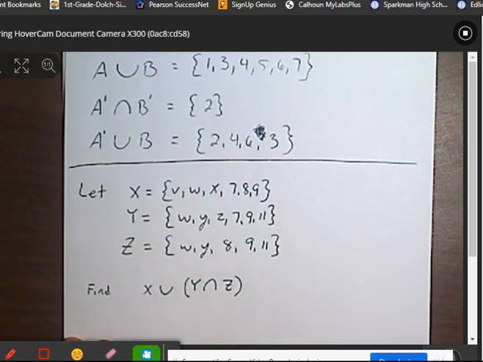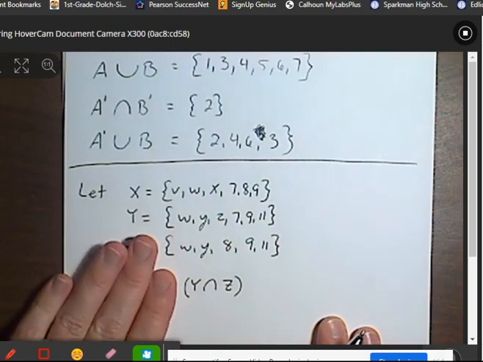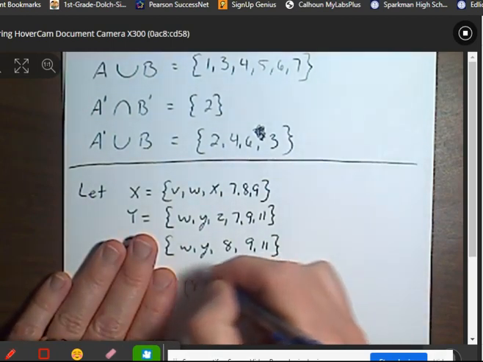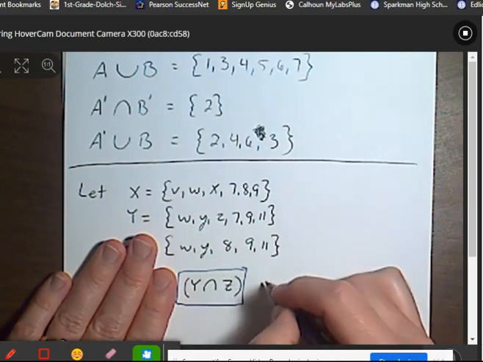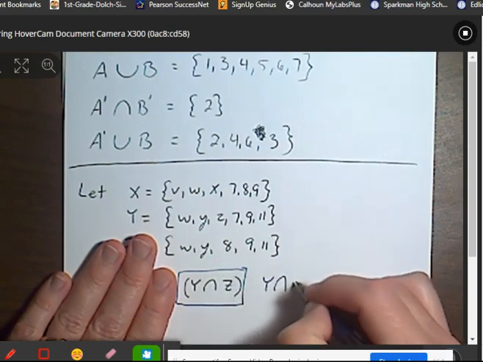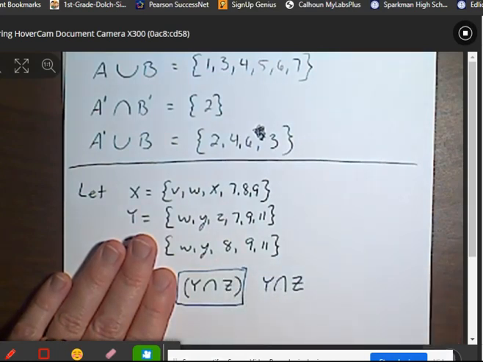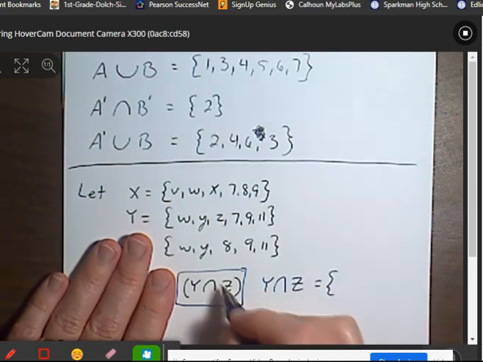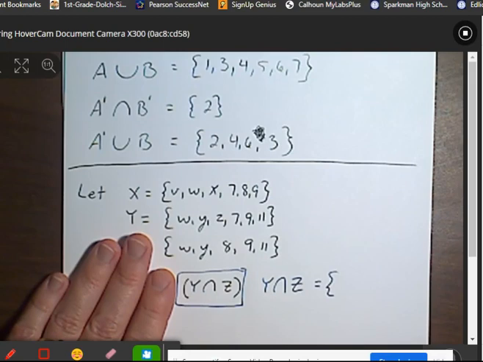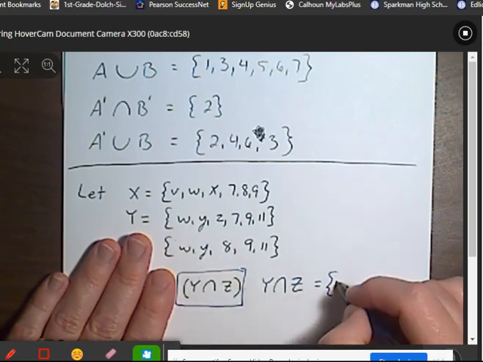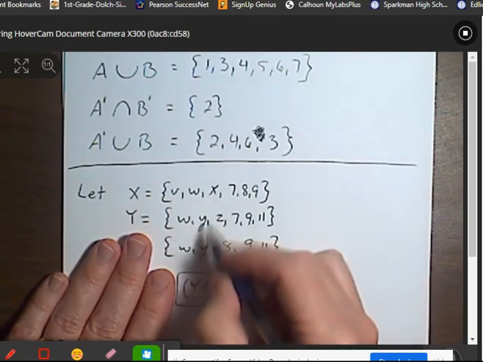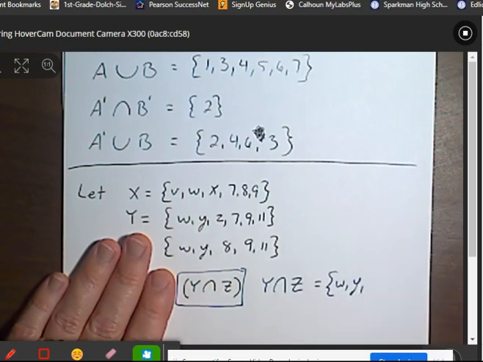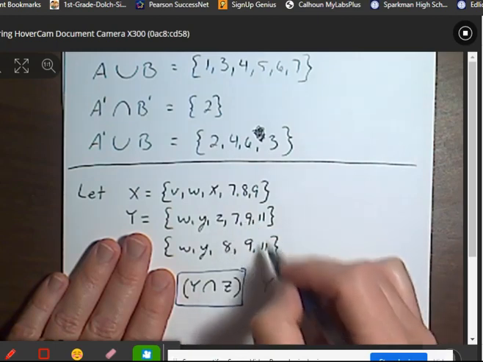Anytime they give you a problem like that, where you've got a set of parentheses, you can basically block off the first part of it and then key in on just the part that's here. So we're going to do the intersection of Y and Z. This is where you tell me everything they have in common. They have a W in common. They have a Y in common. They have a 9 and an 11.